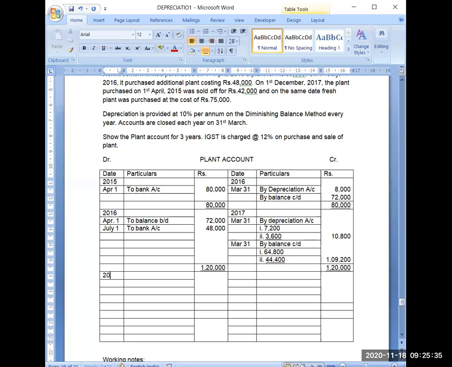Now we will come to the year 2017-18, April 1st, and we will first note down the opening balances. To balance brought down, and we will write down the opening balances here.